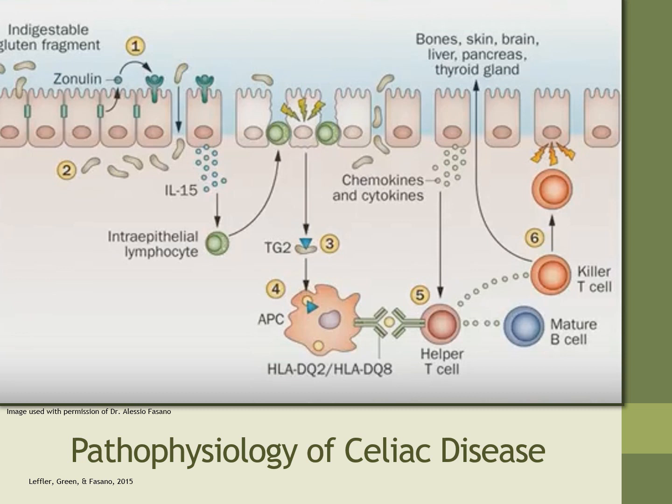Disease process begins with gluten. Gluten is a storage protein found in wheat, barley, and rye.